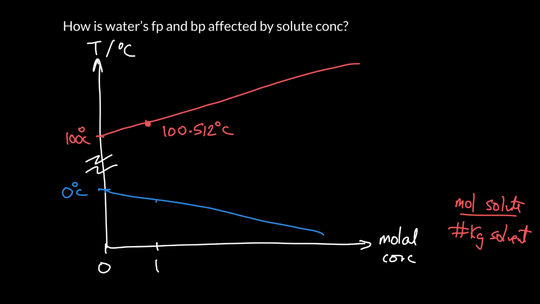And also the freezing point, we'll see, goes down. It actually goes down by a larger amount than the boiling point goes up, so it's a steeper graph. And it actually goes down to a temperature of minus 1.86 degrees Celsius.